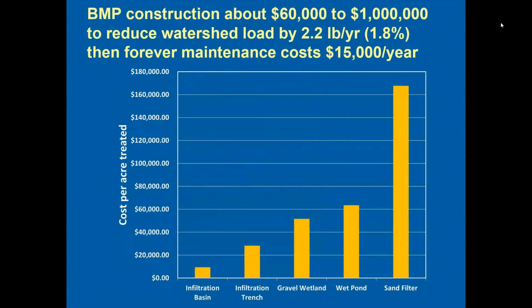So again, here's some math. BMP construction, let's say at about $60,000 to $1 million for this 6-acre stretch of highway, and that does not include forever maintenance costs, to reduce watershed loading by only 2.2 pounds per year, which is only 1.8% of the total phosphorus loading to the lake.